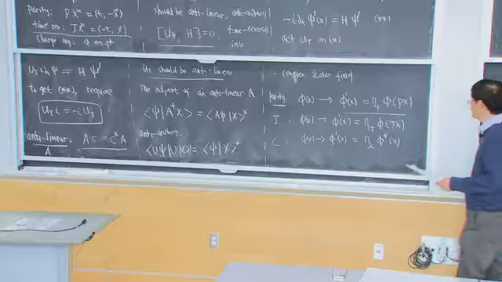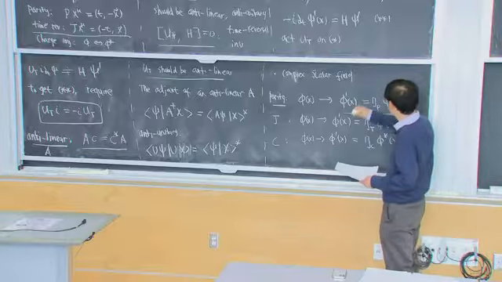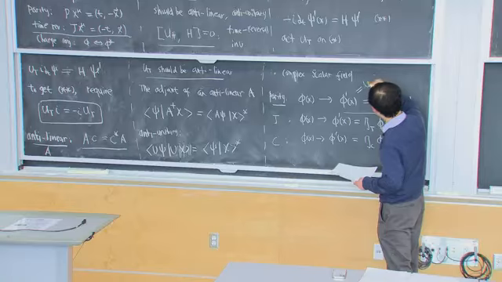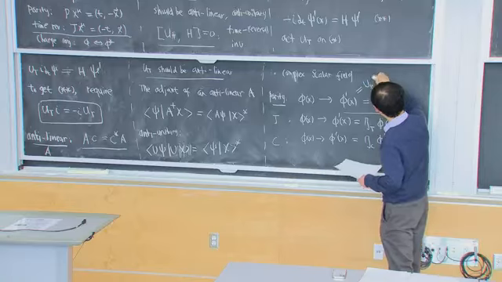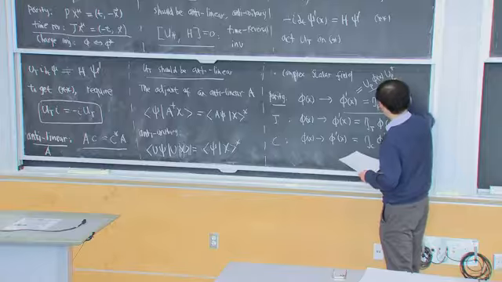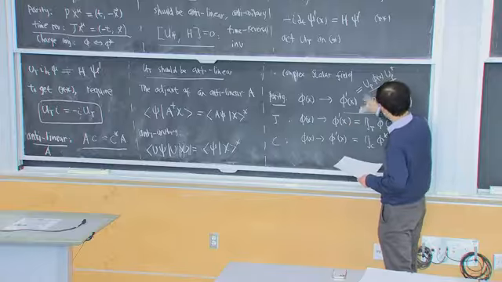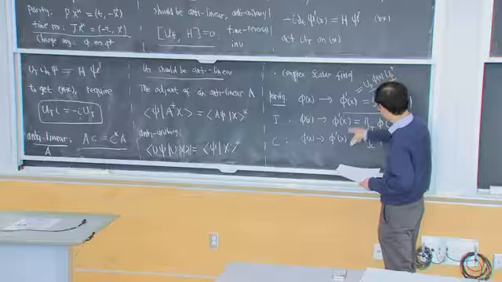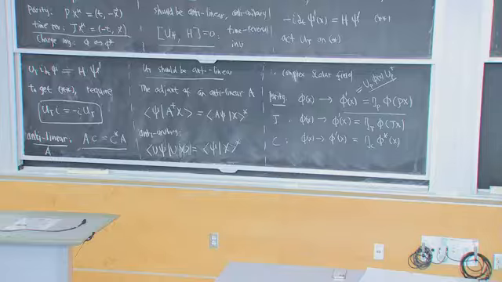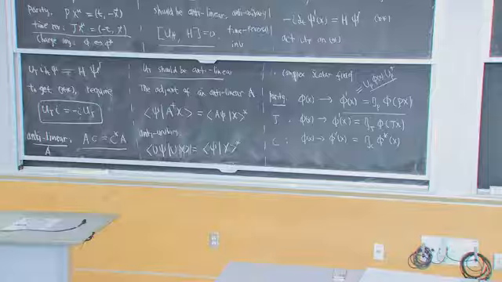So in each case, such a transformation should be generated by some unitary operator. For example, this should be generated by U_P phi x U_P dagger. And similarly for this one, we call it U_T dagger, and here U_C and U_C dagger. So at the quantum level, they should be generated by the action of some unitary operator.